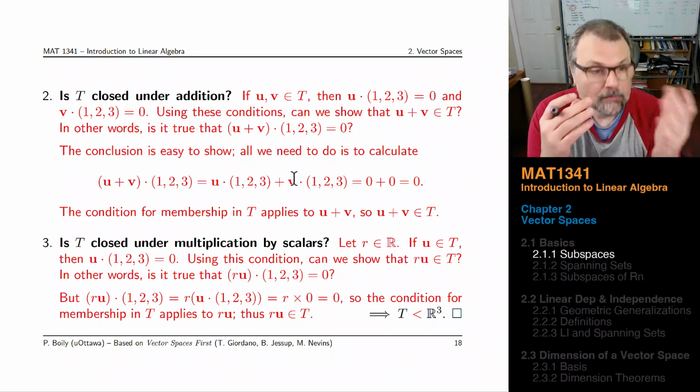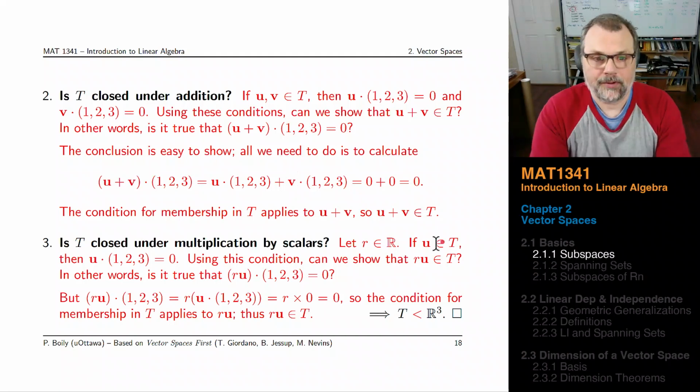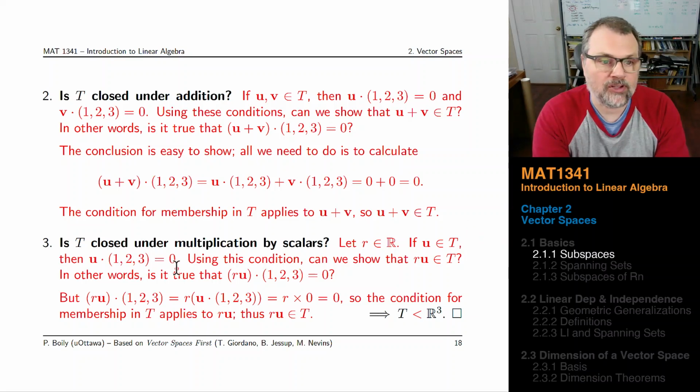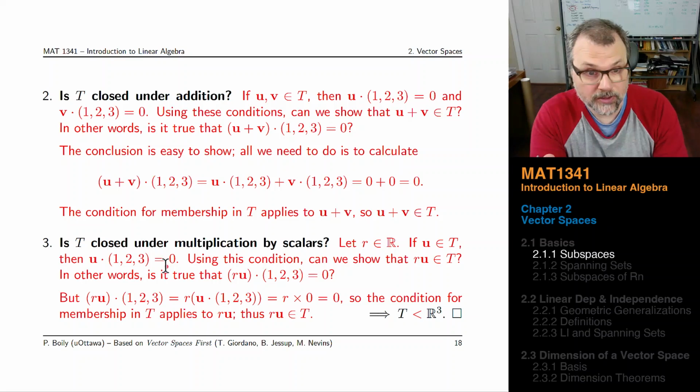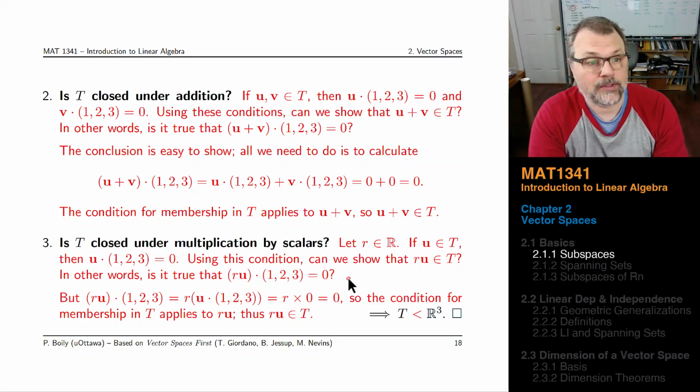The next bit we ask, is T closed under multiplication by scalars? If you start with a scalar r and you have a vector u, then what do you know? You know that u dot 1, 2, 3 is equal to 0. That's the condition for u to be in T. We don't know anything about r except that it's a real number. Now you'd like to be able to show, using the condition that u dot 1, 2, 3 is 0, that ru is in T, which means to say that ru dot 1, 2, 3 should be equal to 0.